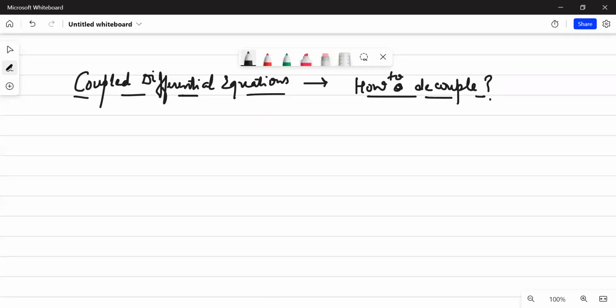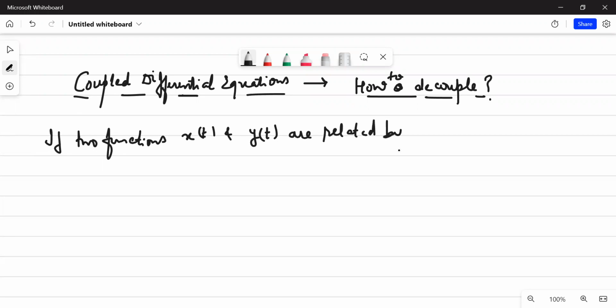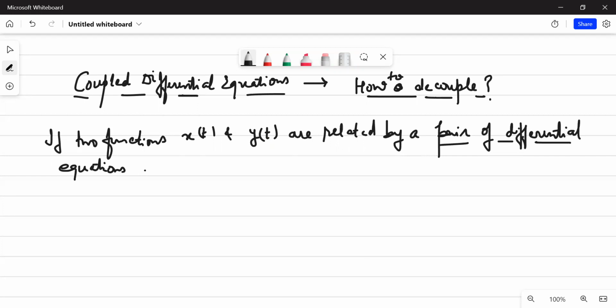So, I'll not go with a very formal definition, but I will start with saying that if two functions, let's say x as a function of t and y as a function of t, are related by a pair of differential equations, we'll say they are constituting a system of equations, which you can call a coupled differential equation, a pair of differential equations. Okay, so first thing this.